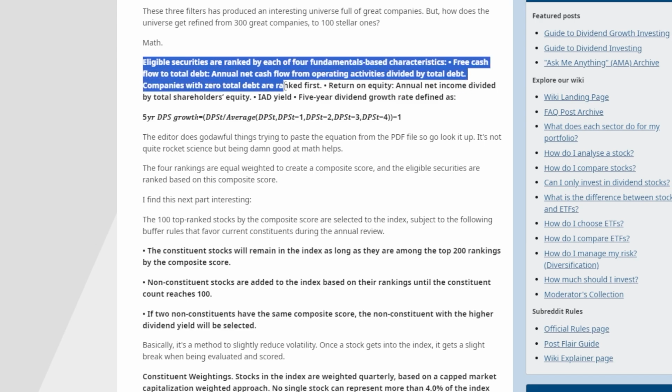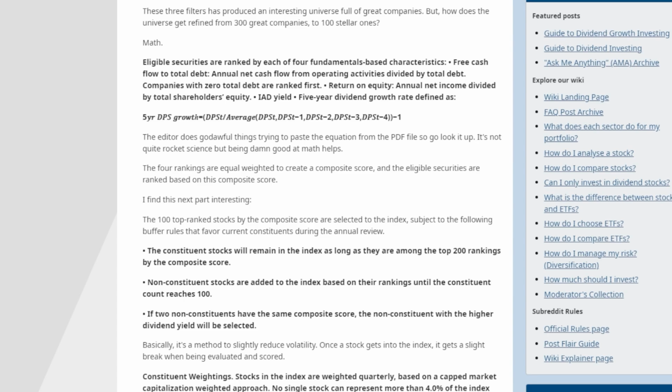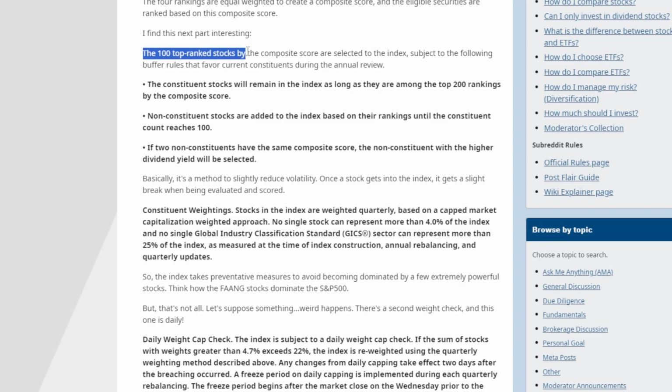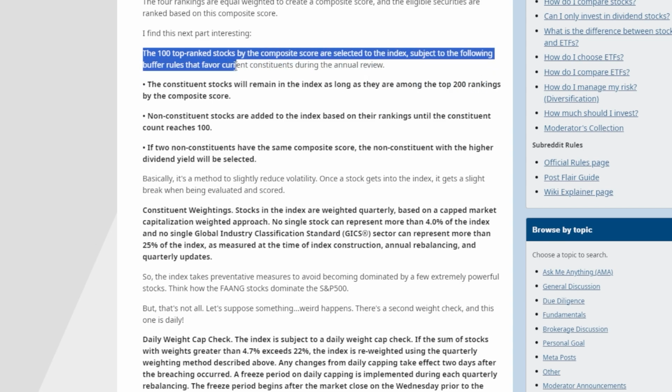Companies with 0 total debt are ranked first. So the companies that make it through the first screenings now have to go through a rigorous formula, and this is it right here. It also says return on equity, annual net income divided by total shareholders' equity, IAD yield, 5-year dividend growth rate defined as the formula right here. It then says the top 100 ranked stocks by the composite score are selected to the index, subject to the following buffer rules that favor current constituents during the annual review.